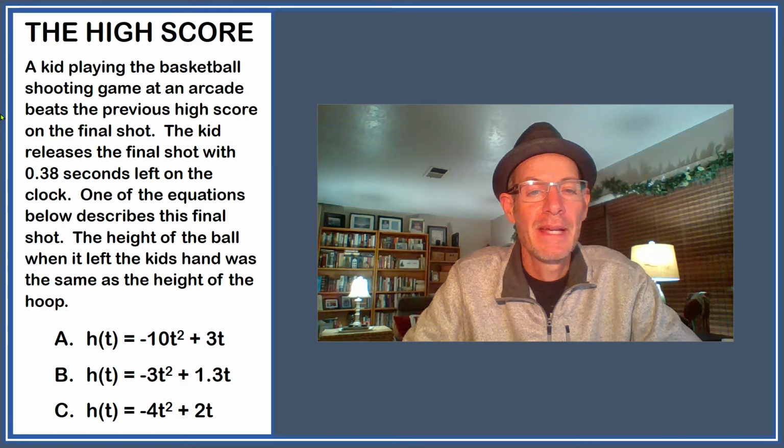Choice A, h of t equals negative 10t squared plus 3t. Choice B, h of t equals negative 3t squared plus 1.3t. And choice C, h of t equals negative 4t squared plus 2t. Which of those equations describe the shot that could have been the shot that set the high score?